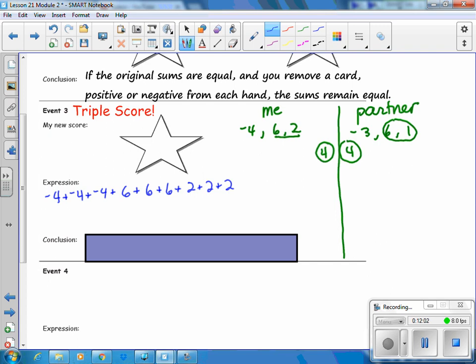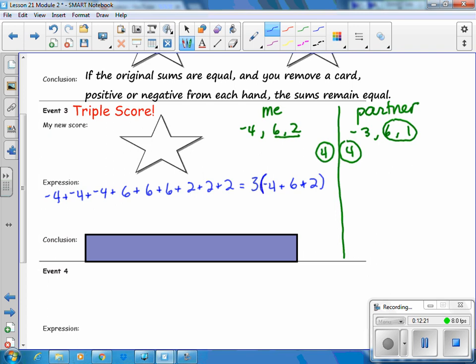Another way to write that problem is to put down the cards that you're getting, which is -4 plus 6 plus 2, and then just find that total and multiply the whole thing by 3. These are called equivalent expressions, and this is just a different way to find the answer.